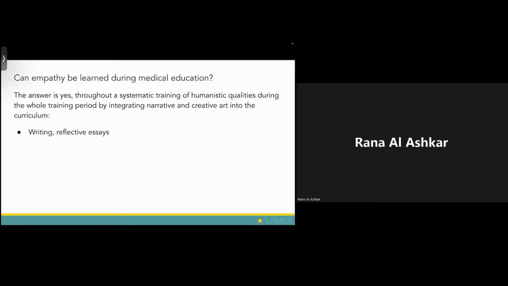So, for example, if a student went to the hospital and had a very bad day, he can write a reflective essay about it, just try to understand what he felt, why he felt this way, etc. Because learning how to embrace our emotions will make us more empathetic.